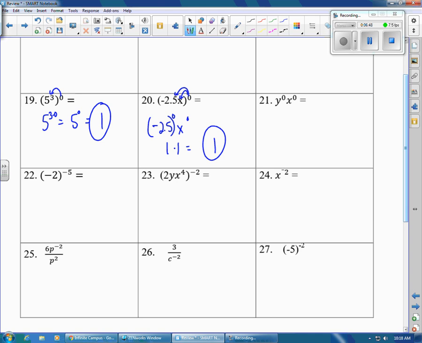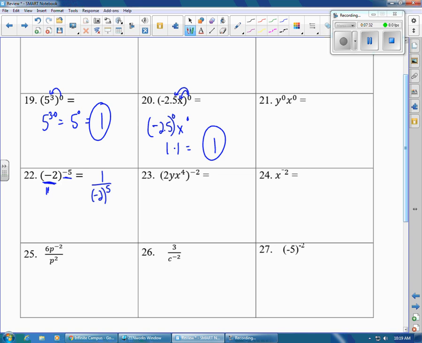Problem 22. Don't let yourself be confused. We've got a negative base and a negative exponent. So what I need to deal with is that negative exponent. My base stays the same, but we know any whole number could be over 1. So when I have a negative exponent, it means I take the reciprocal. It means I flip that fraction upside down. So it'll be 1 over negative 2. My base stays negative, but my exponent is positive when it's in the denominator. If it started in the numerator, when it goes down into the denominator, it's going to be positive. If it starts in the denominator, when it goes up to the numerator, like number 26, it would be positive.